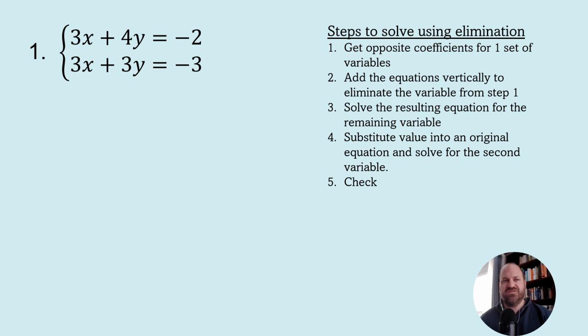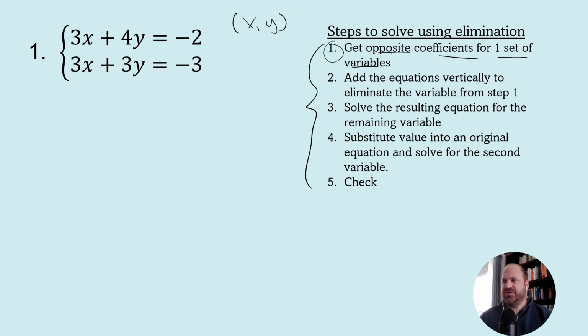So our first system is 3x plus 4y equals -2 and 3x plus 3y equals -3. We know our goal is to get a solution of xy coordinates, and using the elimination method we want to basically eliminate a variable. To do that, I included the steps off to the right so we can double check what we're doing. The first thing we want to do is get an opposite coefficient for one set of variables. In the previous introductory video, this first step was done for us. In this video, I'm going to show you how to do that first step with two examples.